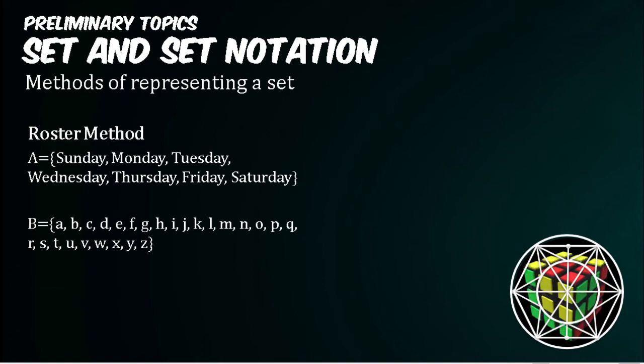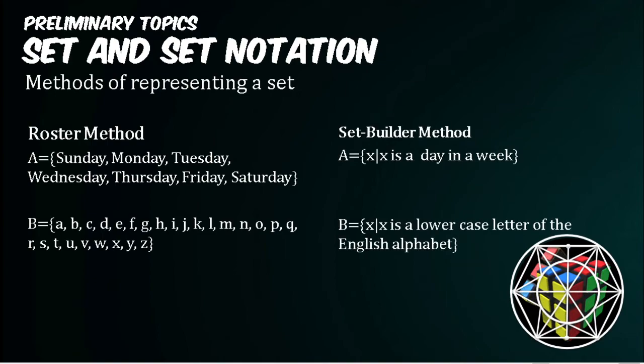Sometimes we use the Greek letter, but in this presentation, most of the examples of the sets are named using the English alphabet. So we use the capital letter. In the roster method, we list all the elements. So we see here that we have two examples of sets written in roster method, set A and set B. The other one is called the set builder method.